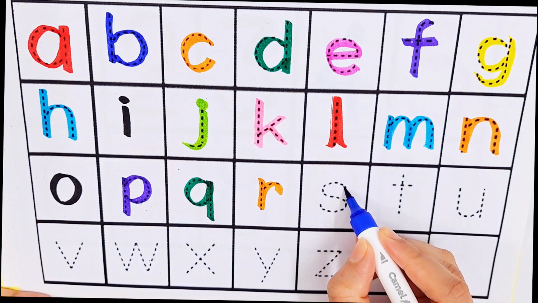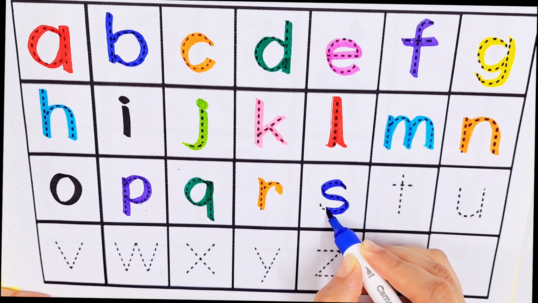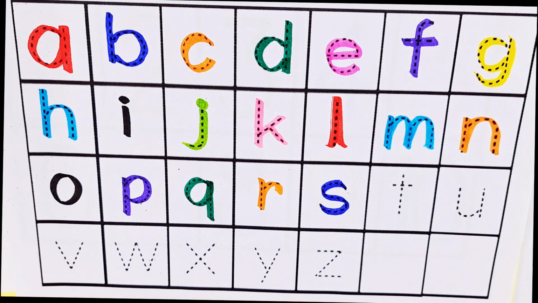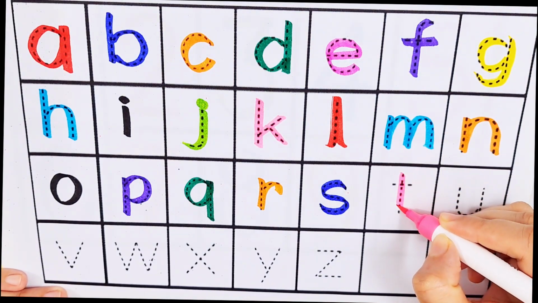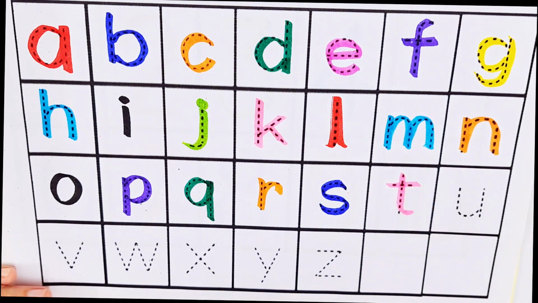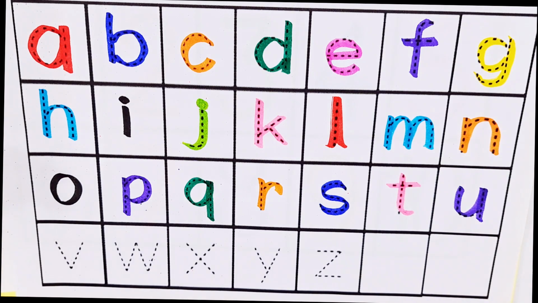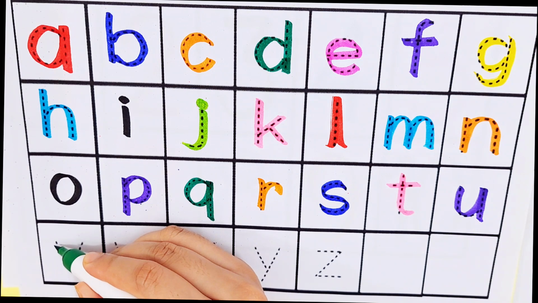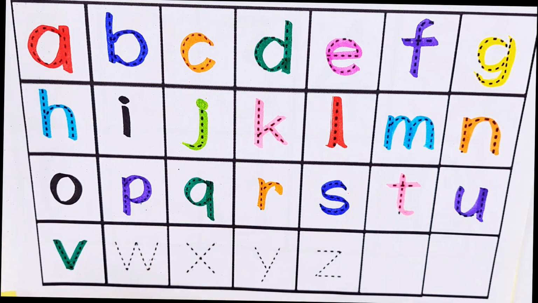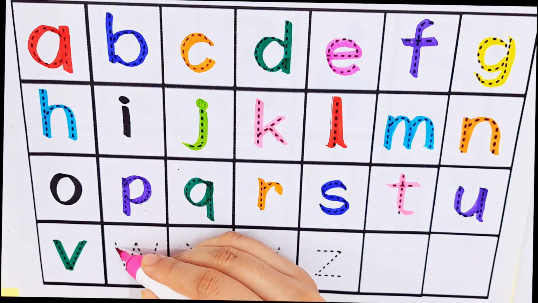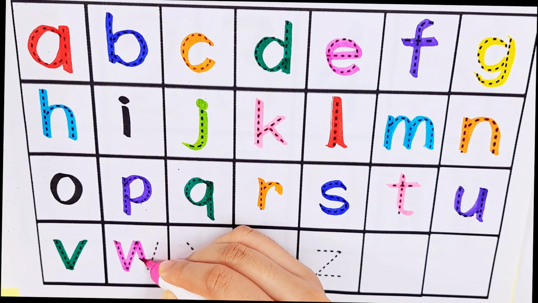Dark blue color. S for sun. Pink color. T for tiger. Violet color. U for uniform. Dark green color. V for violin. Purple color. W for water.